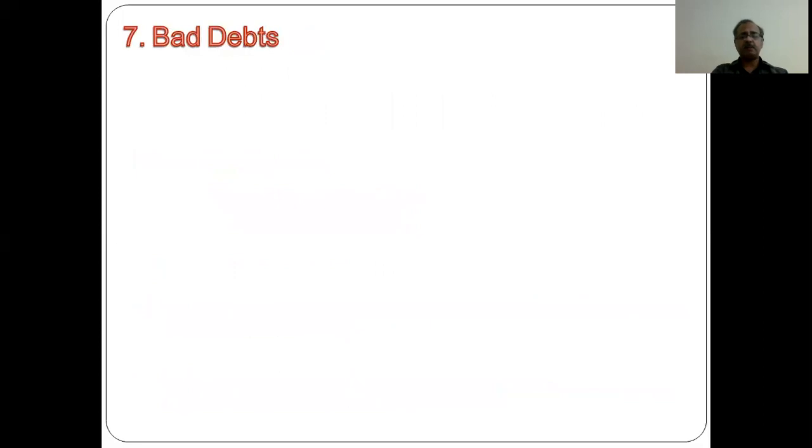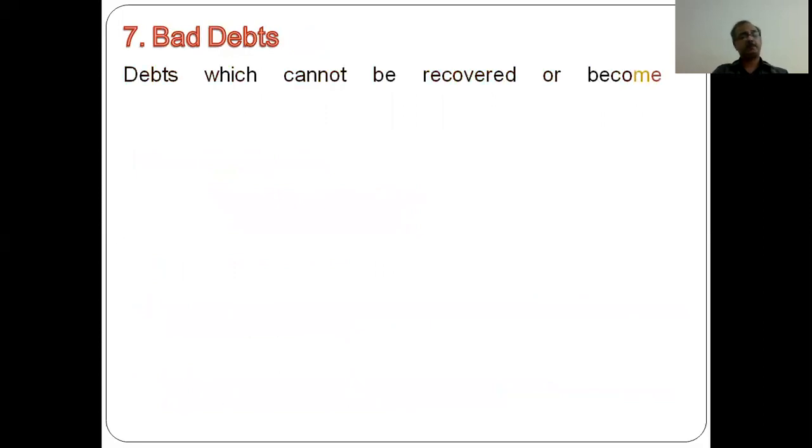The seventh item is bad debts. So what is bad debts? Debts which cannot be recovered or become irrecoverable are called bad debts.